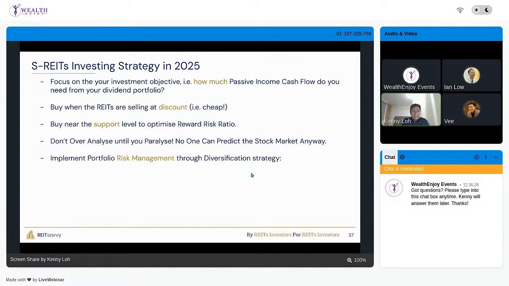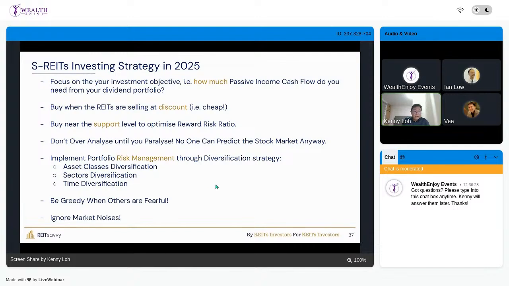Very, very importantly, implement a portfolio risk management through diversification strategy. Do take note that S-REIT is still considered the real estate sector, which is very much sensitive to the interest rate environment. So when you design a portfolio, don't put everything into the same basket of the REIT sector itself. It's very important to have proper asset class diversification, sector diversification, and also time diversification to manage your risk. And be greedy when others are fearful, and just ignore the market noise and focus on your strategy.